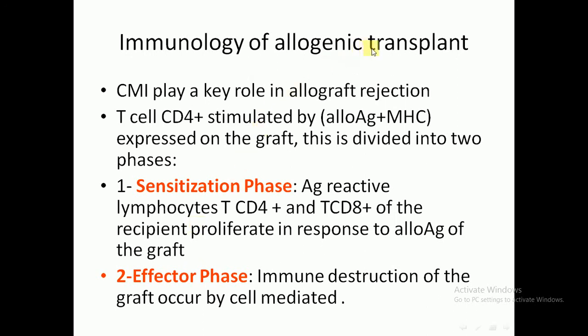The immunology of allogenic transplant: first, cell-mediated immunity plays a key role in allograft rejection. The T cell responsible for cell-mediated immunity, the T helper cell designated CD4, is stimulated by alloantigen plus the MHC molecule. As you know, each antigen is presented on the MHC expressed on the graft, and the response is divided into two phases: the sensitization phase and the effector phase.